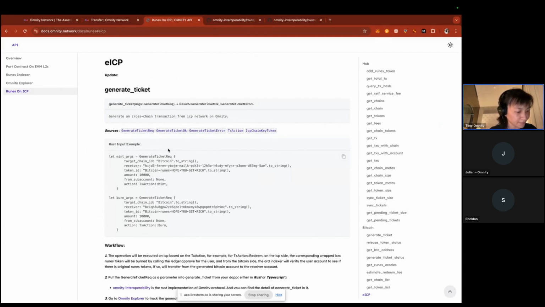And yeah, the receiver address will be used as a derivation path to generate the BTC address, and the token will be minted from that address. And after that, the Runes token will be transferred from that generated BTC address to the receiver ICP address. And actually, the process is the same as the transfer and redeem I just mentioned.